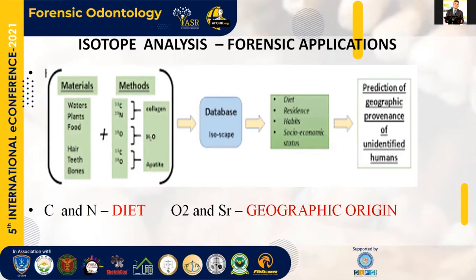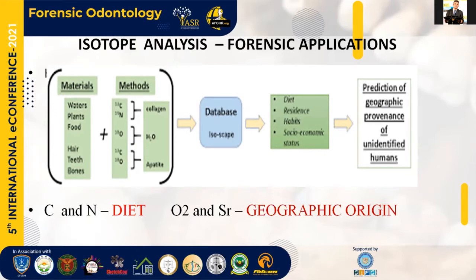So we analyze the collagen from the bone and the water component. The water component, I will explain in the next slide, is related to geographical origin, and the apatite crystals will generate a database. I'll form an isoscape. So I have the data set with me, which will narrow down my search: okay, this is a diet pattern, this could be his possible residence pattern and habits, which will help in identifying the human remains and help the investigators to solve that particular case.